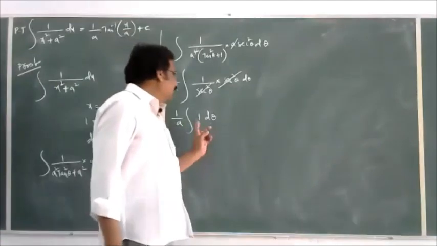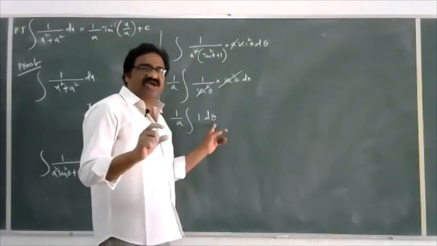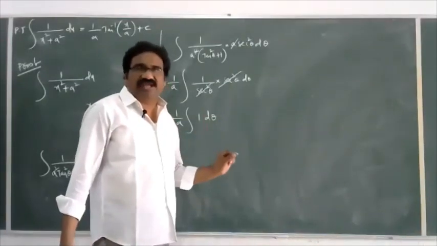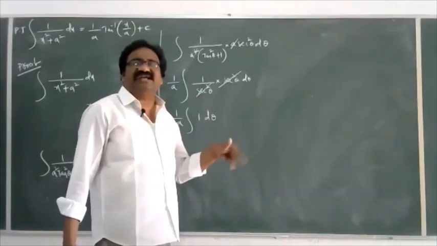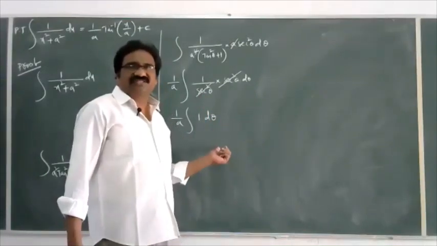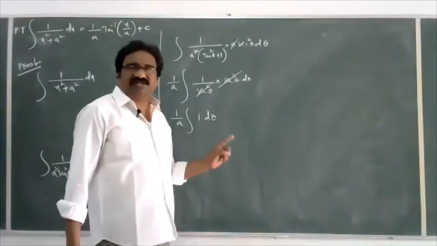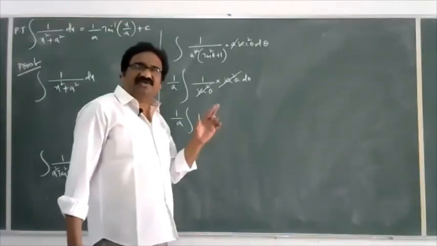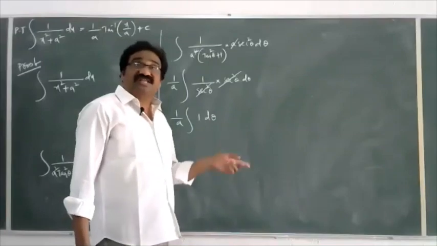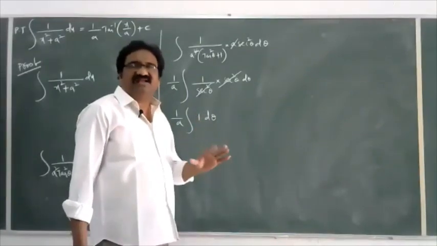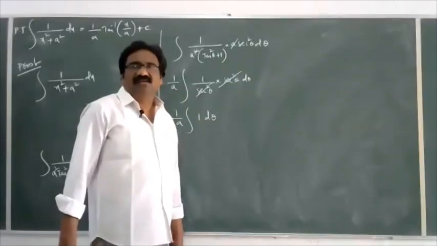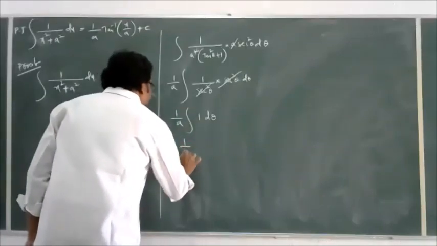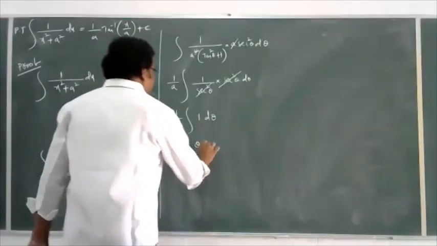For example, integral 1 dx, with respect to x we are doing the integration. One integration is x. Here with respect to theta we are doing, that's why one integration is theta. Don't confuse. You can do the integration with respect to x, one integration is x. With respect to y, one integration is y. Like that. That is application. Mathematics is nothing but application. So here one integration is theta, that is 1 by a into theta plus c.